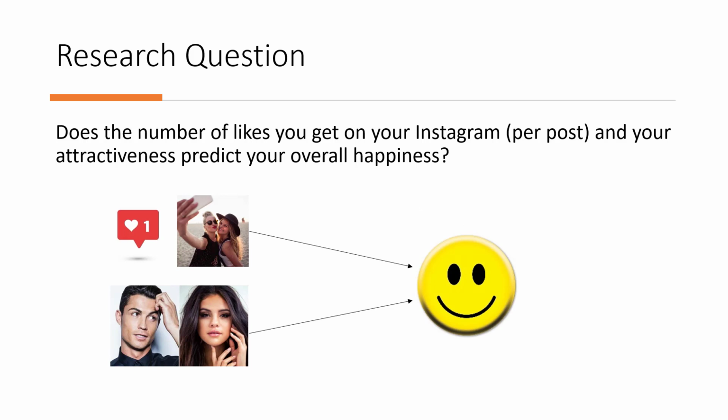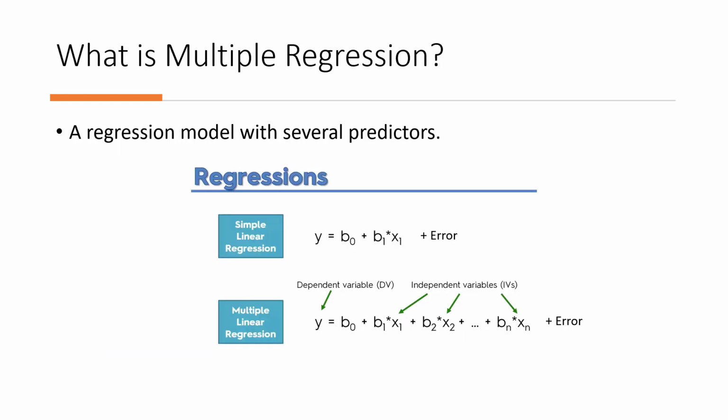Now let's talk about multiple regression. A research question of multiple regression has one outcome variable and more than one predictor. For instance, we can investigate whether the number of likes on Instagram and attractiveness predict overall happiness together. Multiple regression sounds fancy, but it is actually just a normal regression model with more than one predictor. The regression equation looks a bit more complicated because it is longer, but it is longer because we now have more than one predictor or more than one slope. But other than the number of predictors, multiple regression is no different from the normal linear regression.